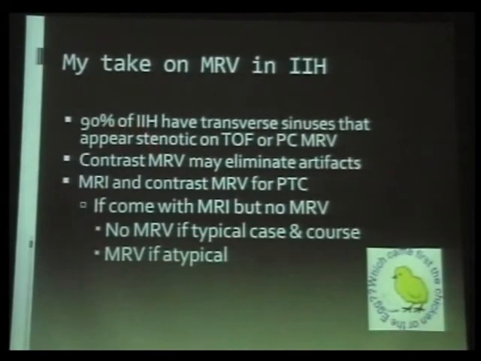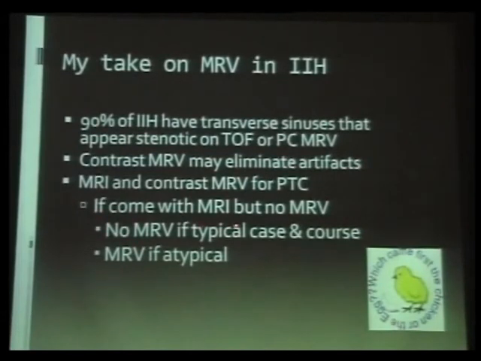90% of patients who have just run-of-the-mill idiopathic pseudotumor cerebri have some narrowing in their transverse sinus on time-of-flight or phase contrast MR venogram. So if you don't do the contrast material, you'll get these artifacts. Contrast material eliminates those artifacts because we're actually visualizing gadolinium inside the venous system, and that's not susceptible to the flow-related artifacts that we see in time of flight or phase contrast MR venogram.